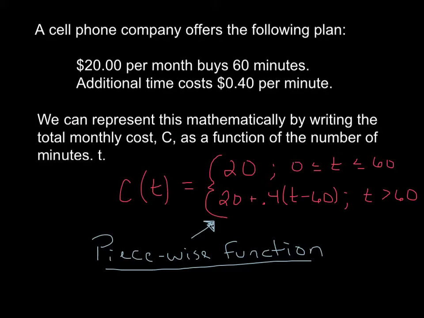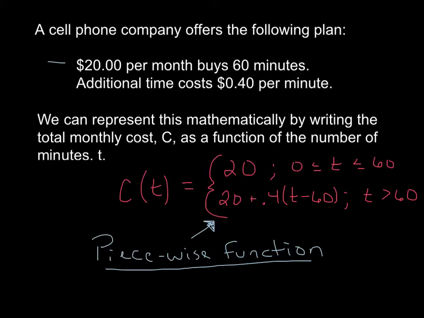Alright, so here's an example problem where we've got this cell phone company that's offering two different plans. One plan is $20 per month, and that buys you 60 minutes. And then additional time is 40 cents per minute. So if you're just going to use 60, you just pay $20 a month. But if there's anything over that, then you get charged extra per minute.